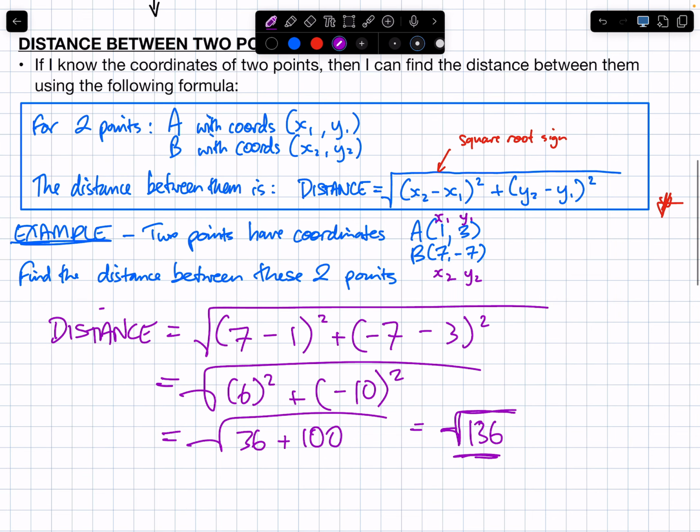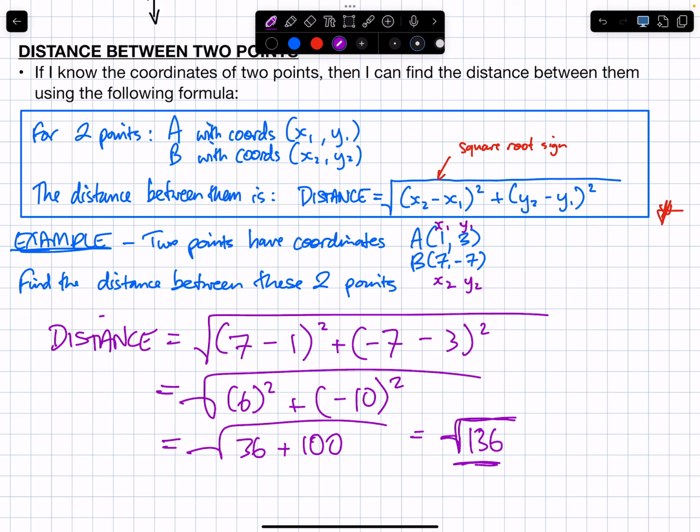Any questions about that process? It's a pretty basic formula. Just get fast at it. Make sure you know which is your first point and which is your second point.